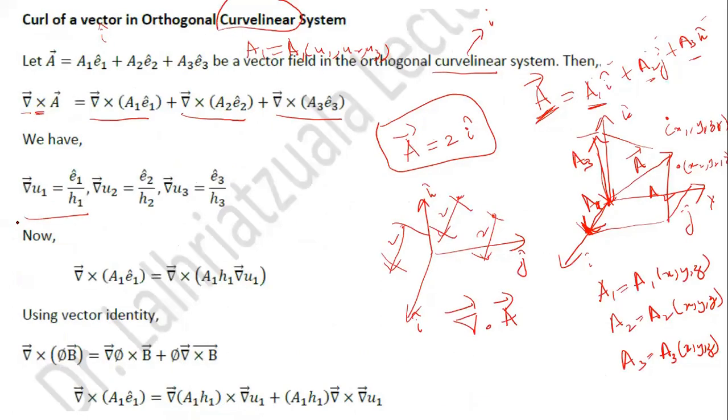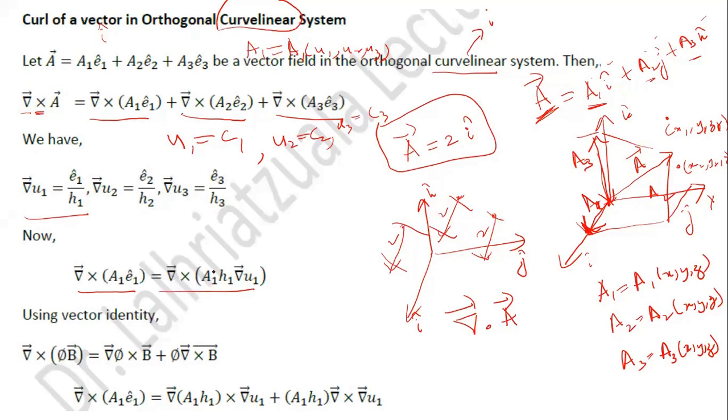So we will use the same identity that when you take a gradient on the surface u1 equal to c1 surface, gradient of u2 equal to c2 surface, gradient of u3 equal to c3 surface. This is what we get. And from here, using this identity, you can write curl of a1 e1 cap, in place of e1 you write h1 gradient of u1. So these are just some simple mathematical steps.